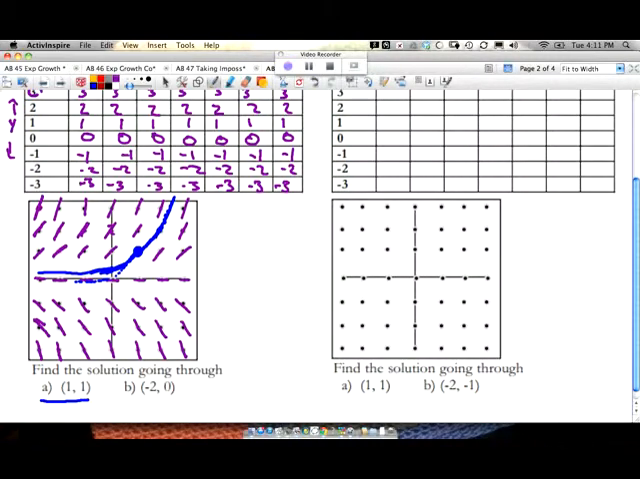Similarly, if I wanted to find the solution going through negative 2, 0, that would be right here. I start out flat, and honestly it looks like it just goes straight across, but if I were to curve down, maybe I'd curve down kind of like this. So it's usually just an approximation of curves using information about the derivative.